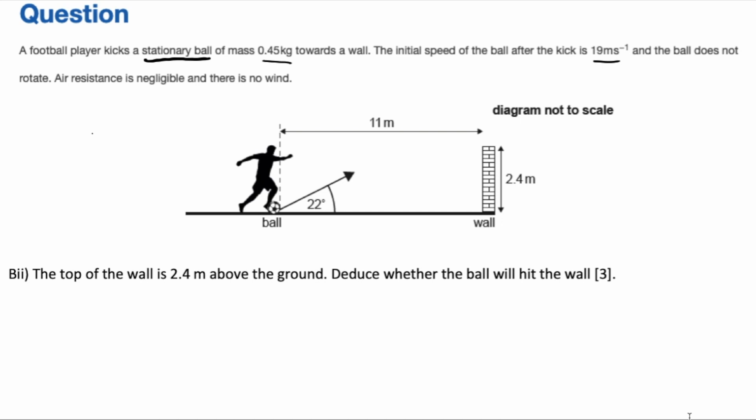The top of the wall is 2.4 meters above the ground. Deduce whether the ball will hit the wall. And this goes for 3 marks. This is the biggest part of this whole question. So how do we do this? Well, what did we previously calculate? We calculated, by breaking down the components of velocity, that the y component, the vertical component of kicking the ball, is actually equal to 7.1 meters per second. That's what we calculated previously. This was the vertical velocity.